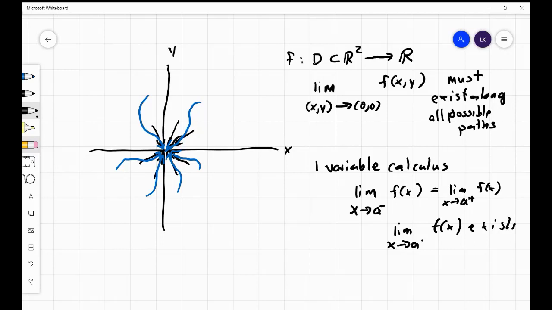So, in a sense, as soon as you find 2 different paths towards the origin for which the limits are different, it's easy to show that the limit doesn't exist, right?